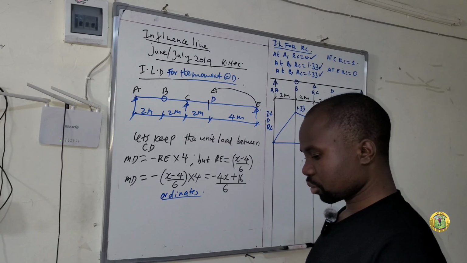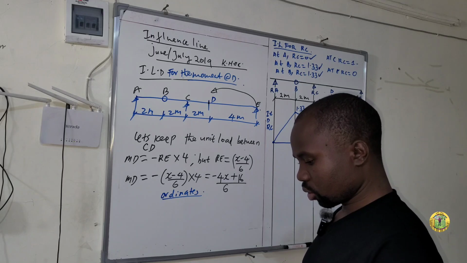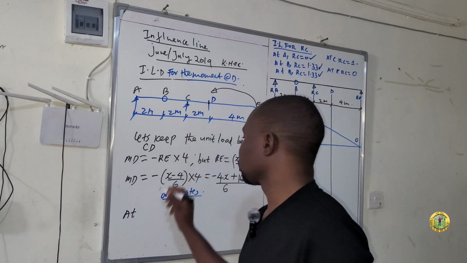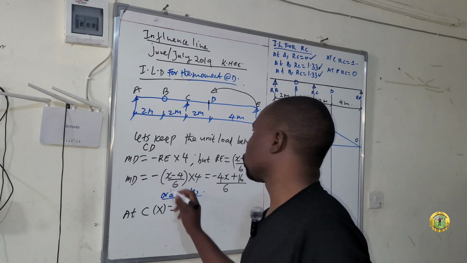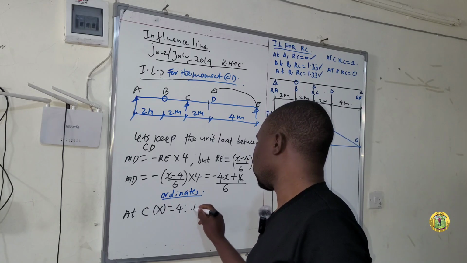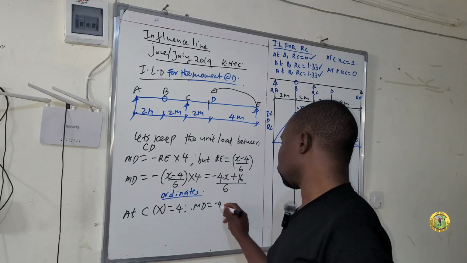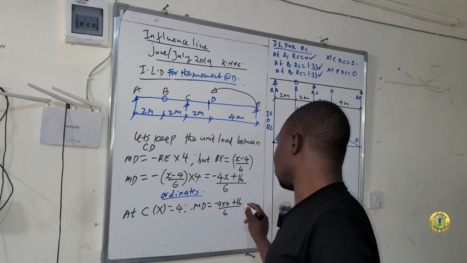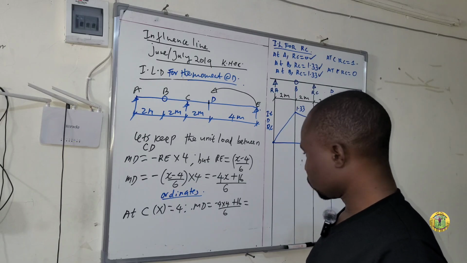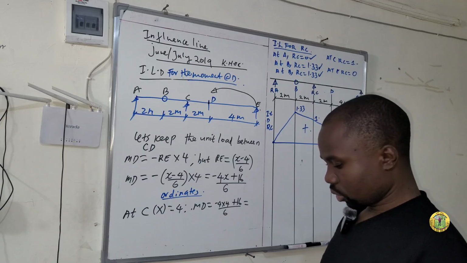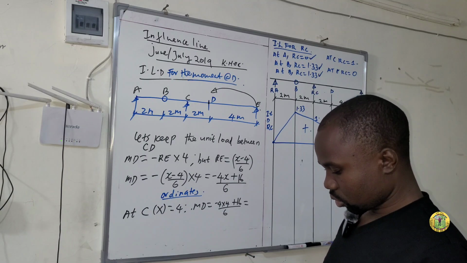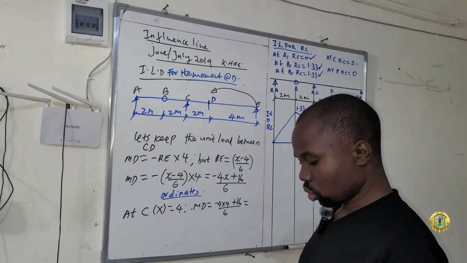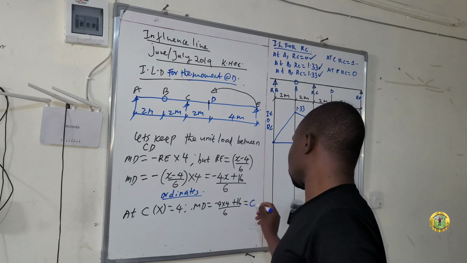So at C, x is equal to 2 plus 2, which is equal to 4. Therefore, MD is equal to minus 4 times 4 plus 16 all over 6, which is equal to 0, like that.